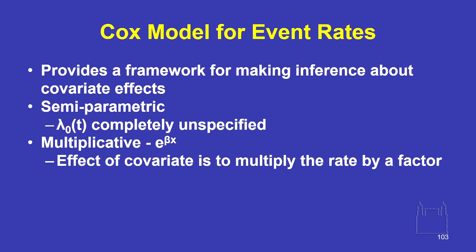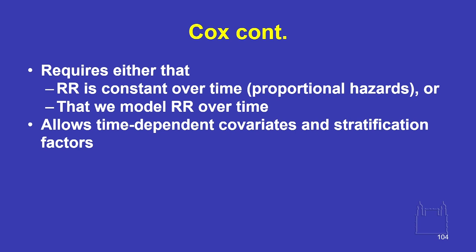Cox models for your event rates provide a framework for making inference about all those covariate effects that could be taken into account. So you get more than a p-value. You get lots of numbers. It is multiplicative. That effect of the covariate is going to be multiplying the rate by a factor. Cox models require one of two things, typically. Either you have a constant rate over time, so you have proportional hazards, or you have non-proportional hazards, and you have to model that rate over time. So it's going to be one of two, but there is a way to do it either way. You can have time-dependent covariates. You can also have stratification factors if you want.